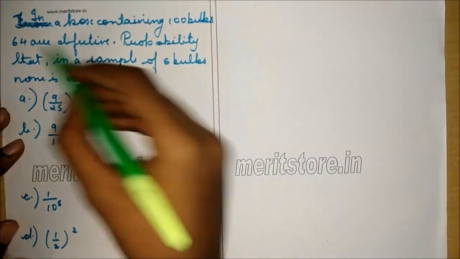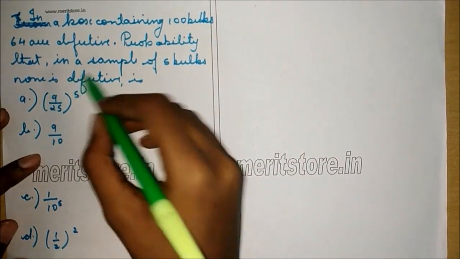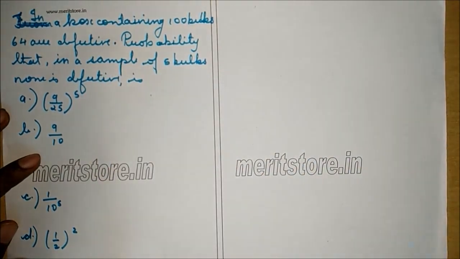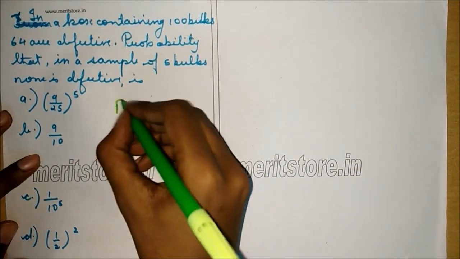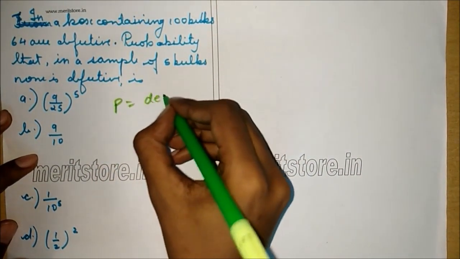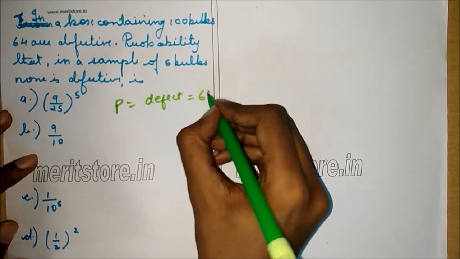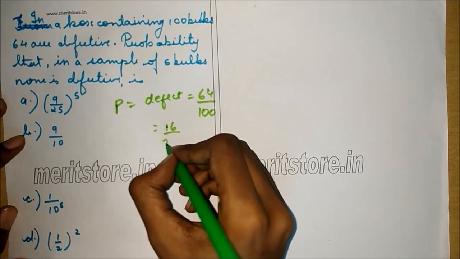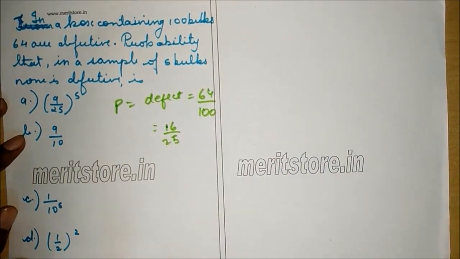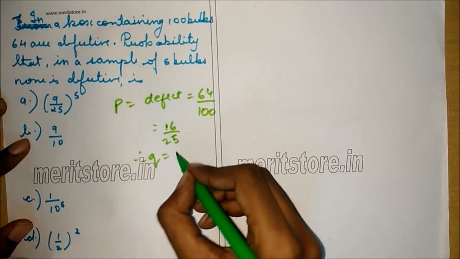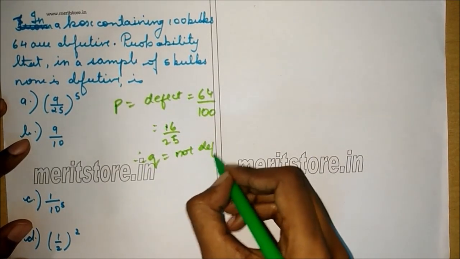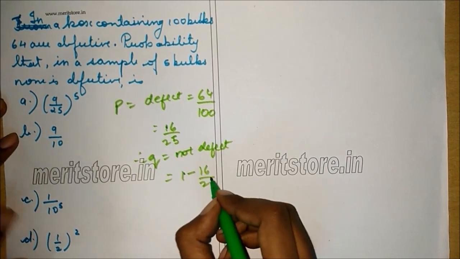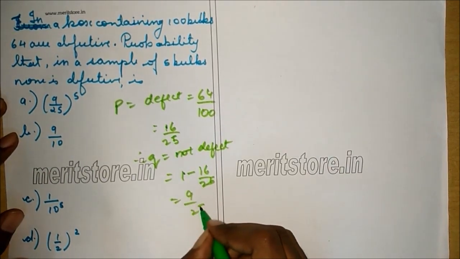In a box containing 100 bulbs, 64 are defective. Probability that in a sample of 5 bulbs, none is defective is. So out of 100 bulbs, 64 are defective. So let P be the probability that a bulb is defective. So this is 64 by 100, which is 16 by 25. So therefore Q, the probability that a bulb is not defective, will be 1 minus 16 by 25, which is equal to 9 by 25.